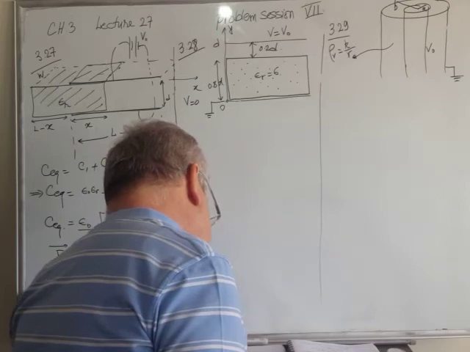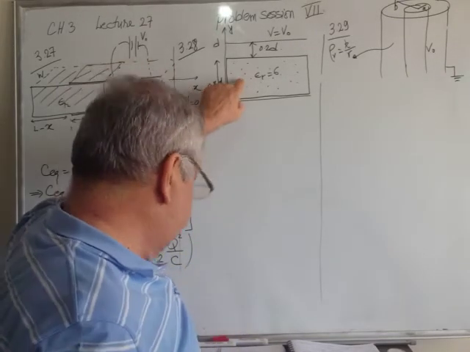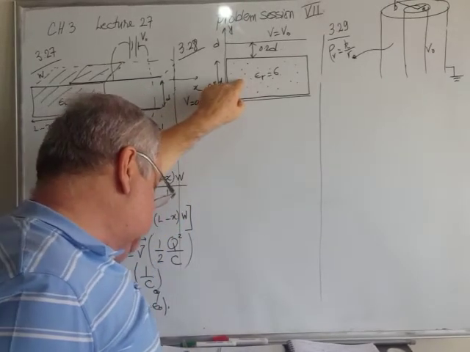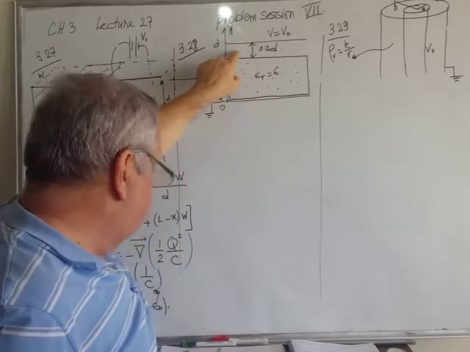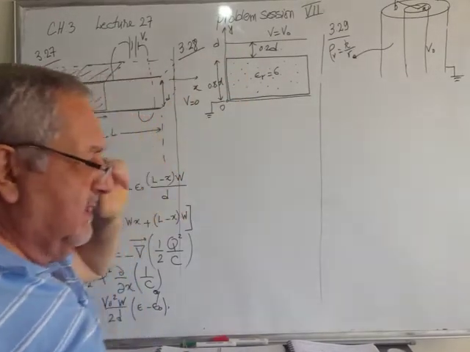Determine the following by solving Laplace equation. A, the potential and the electric field in the dielectric slab here, and B, the potential and the electric field in the airspace there, and the surface charge densities at the lower and the upper plates.